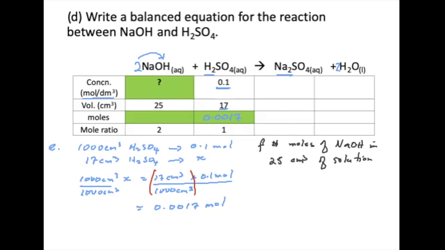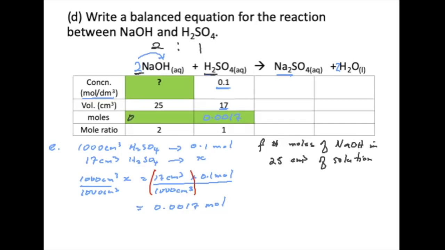All right, so then this is where we will look at the mole ratio. So the mole ratio of the acid to the base is 1 to 2. So it means that twice the number of moles of the acid is present in the volume of the base that was used, because it's a 2 to 1 mole ratio. Sodium hydroxide to sulfuric acid is a 2 to 1 mole ratio. So if 0.0017 moles was present in the 17 cm cube of the sulfuric acid that was used, it means that in that 25 cm cube of the base that was used, 0.0017 moles times 2 would be present.